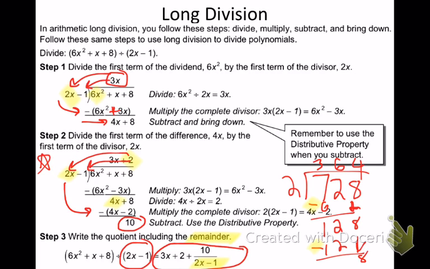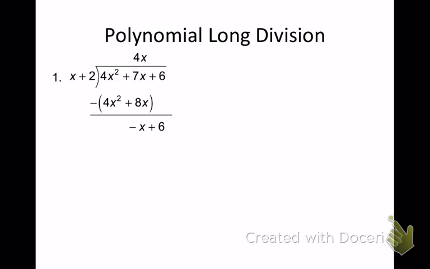So let's look at the first one here, number 1. I have 4x squared plus 7x plus 6 divided by x plus 2. I want to divide. How many times does x go into 4x squared? Not 4, but 4x times. Does everybody agree 4x times x is 4x squared? So if I divide an x out, I get 4x.